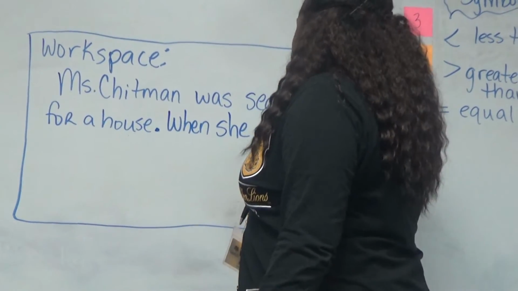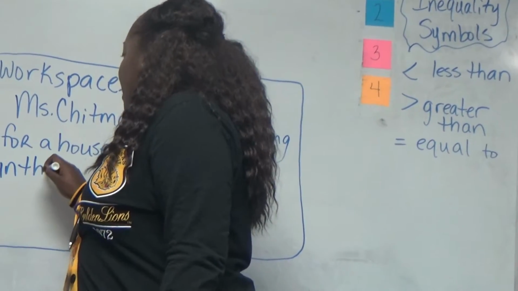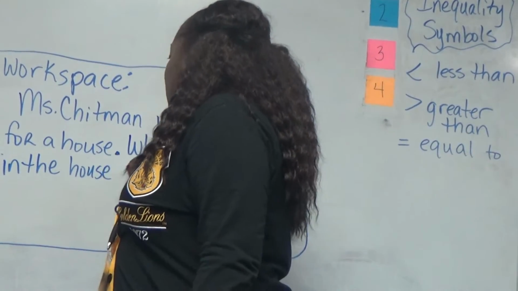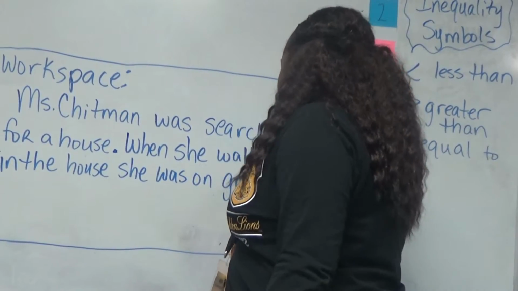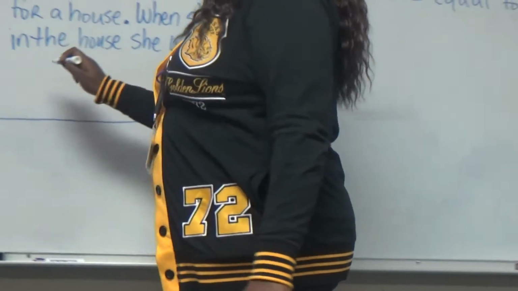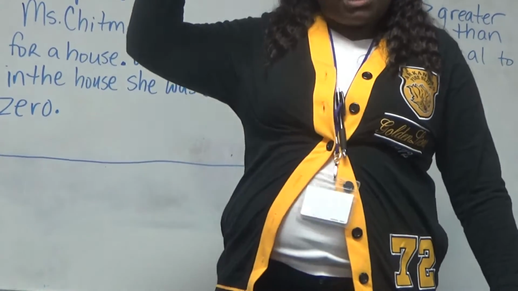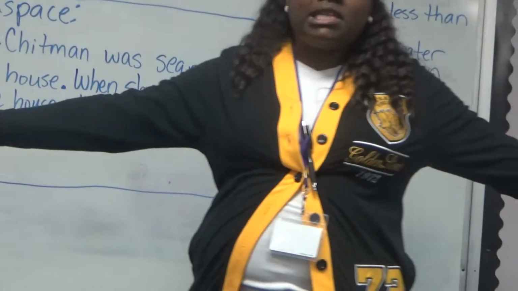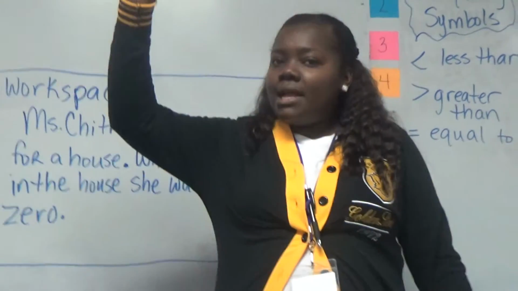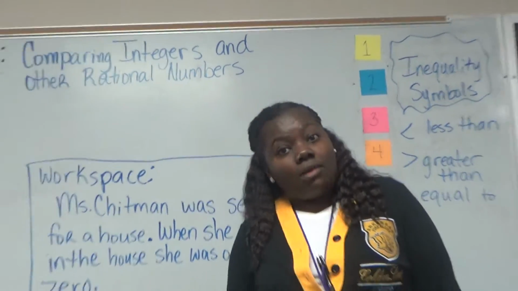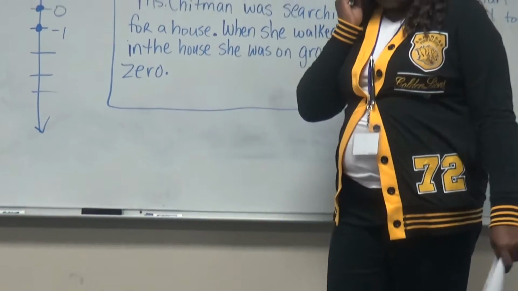When she walked in the house, she was on ground 0. Because that means I didn't go up or I didn't go down. I was just on ground 0, right at the middle level, just on solid ground. Didn't go up any, didn't elevate any, and I didn't go down, right? So that represents the point 0 on the number line.